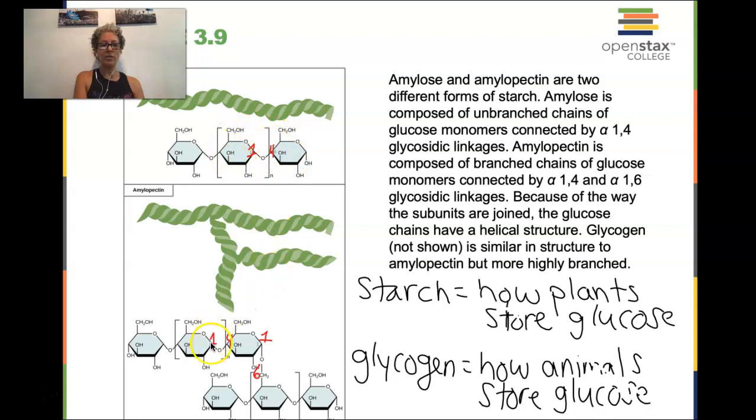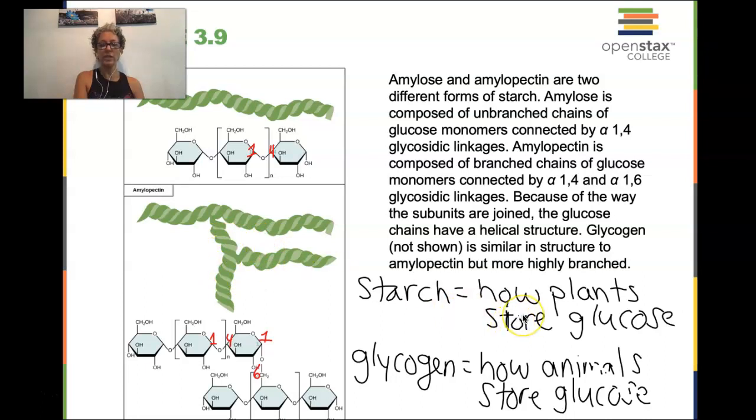Amylopectin also has those 1,4 bonds, but it additionally has 1,6 bonds. That's where the branch is. This coil is all alpha 1,4s. This coil alpha 1,4s, this coil alpha 1,4s. But when we branch, this connection between this coil and that is an alpha 1,6. The connection here is an alpha 1,6.